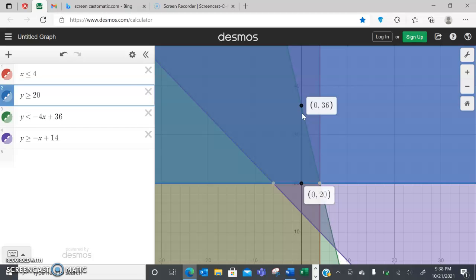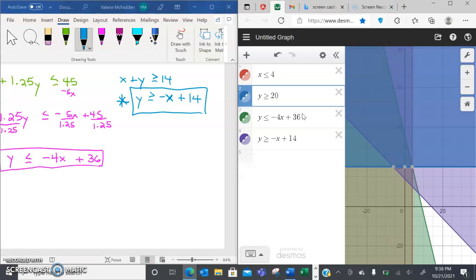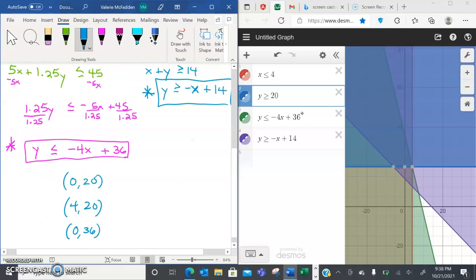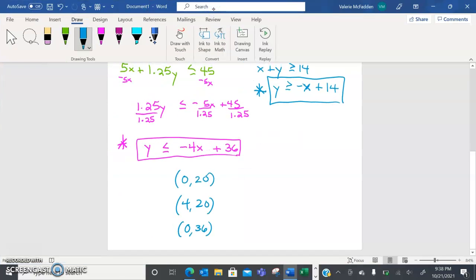Okay, so now I'm going to go back over here. I'm going to write down those points: 0, 20, 4, 20, and 0, 36. Okay, so any of those are possible combinations. They meet all of the criteria. They should meet all of the criteria. Okay, I hope that helped.